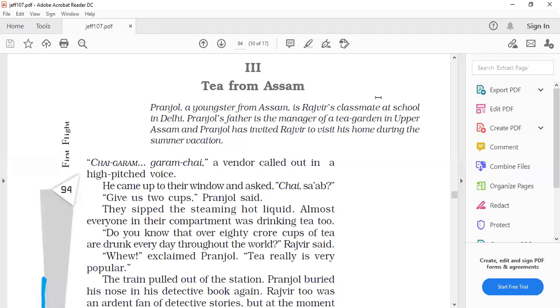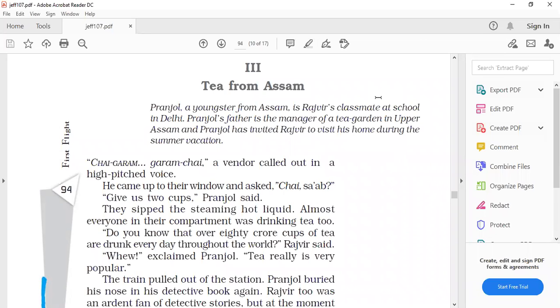Pranjal's father praised Rajveer because Rajveer had already done his homework. He came to know about this when he noticed the tea pluckers and Rajveer told him.